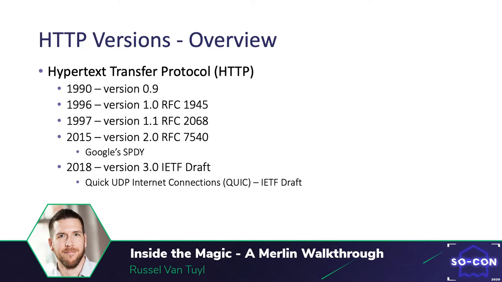So let's do a quick talk through the different versions of HTTP. This slide quickly depicts the various versions of the protocol that have come out over the years. The very first version of HTTP did not even have a version number. It was retroactively assigned to separate it from version 1. Version 1 was the first official version and dates back to 1996. Not too long thereafter, version 1.1 was released in 1997 and made a couple updates to the protocol.